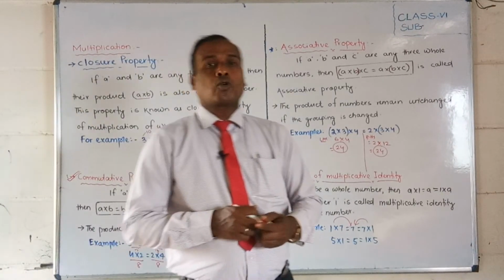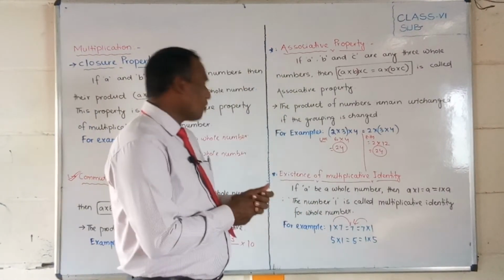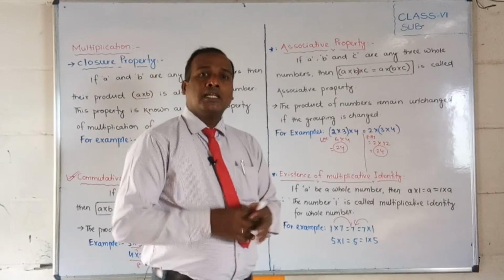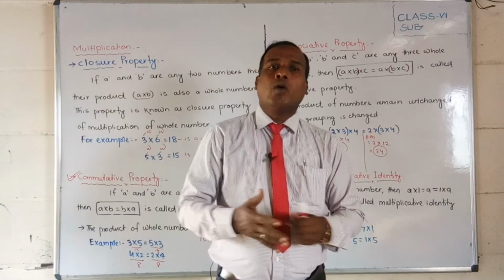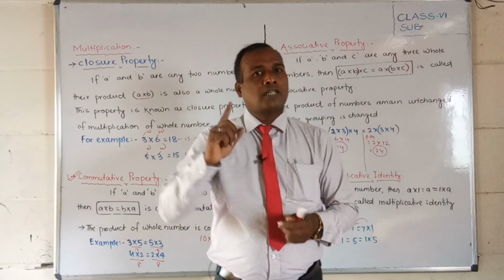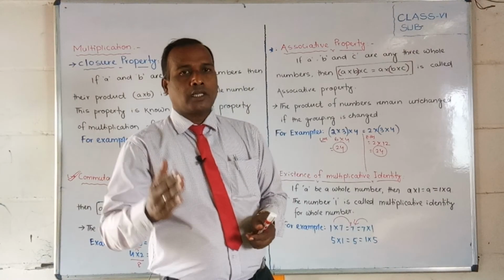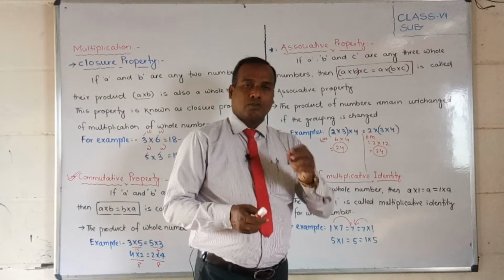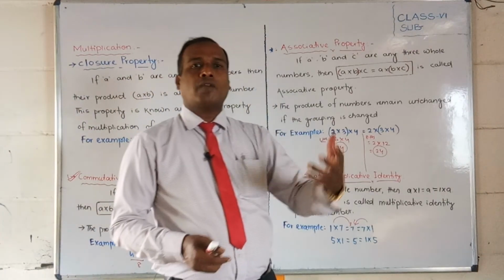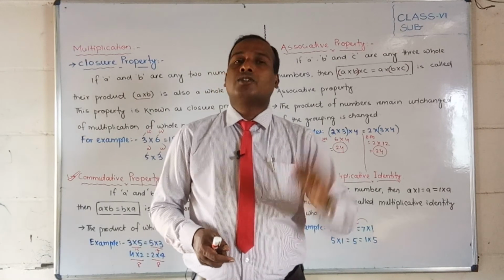Okay, students, the role of 0. What do you know about the role of 0? The role of 0 means if you multiply any whole number with 0, the result is 0. So whenever any number is multiplied with 0, you will get 0.